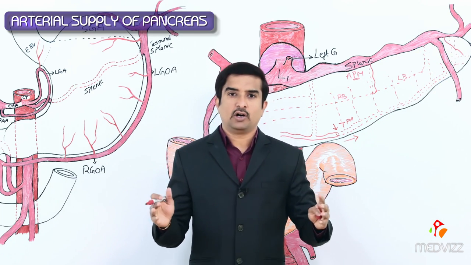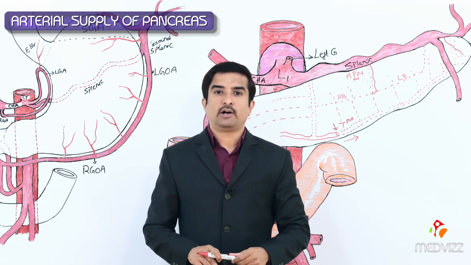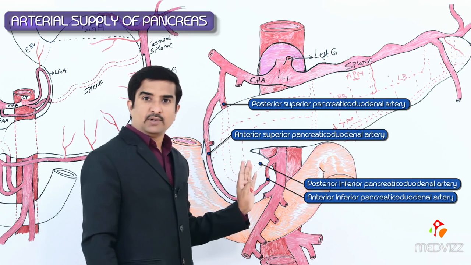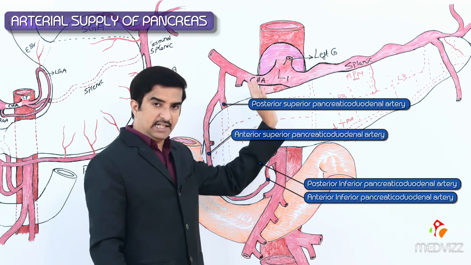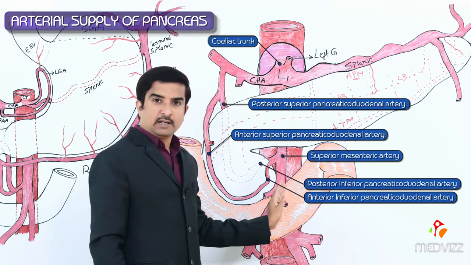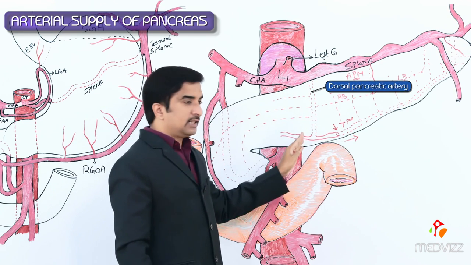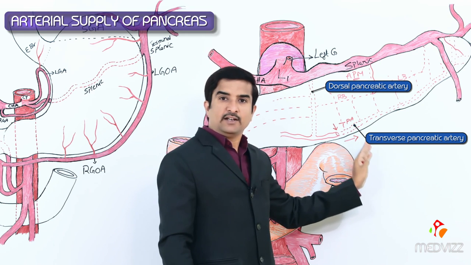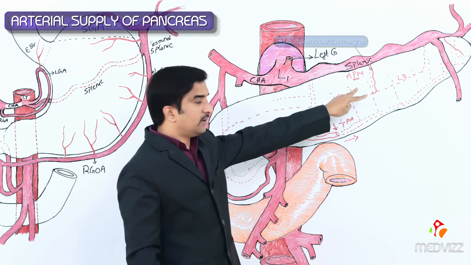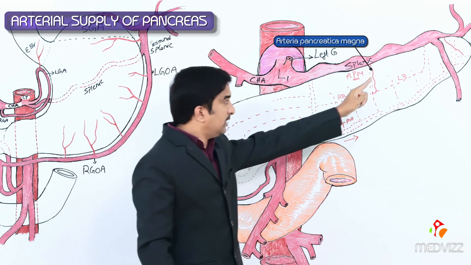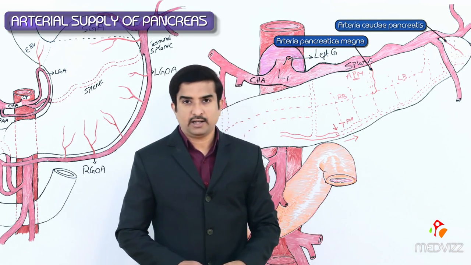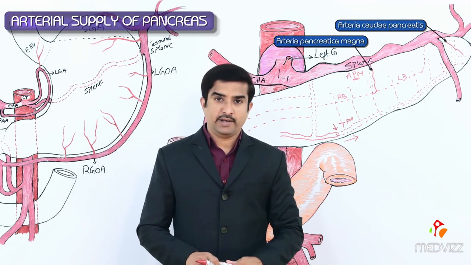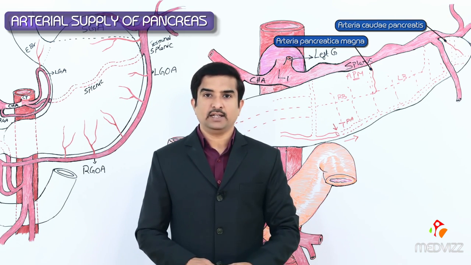So all these are the arteries which give important blood supply to the pancreas. They are the pancreaticoduodenal arteries, superior as well as inferior, from the celiac trunk as well as from the superior mesenteric artery. Another one is the dorsal pancreatic artery, as well as the transverse pancreatic artery, which is also called the inferior pancreatic artery. Next one is the arteria pancreatica magna, and the last one is the caudal pancreatic artery. All these give important blood supply to the head, neck, body, as well as tail of the pancreas.